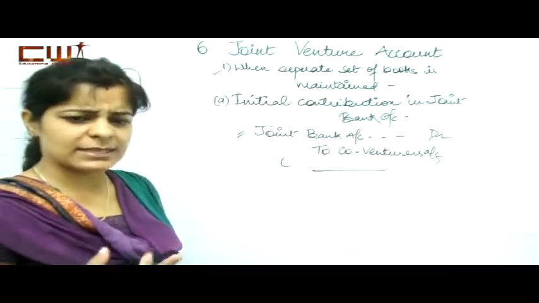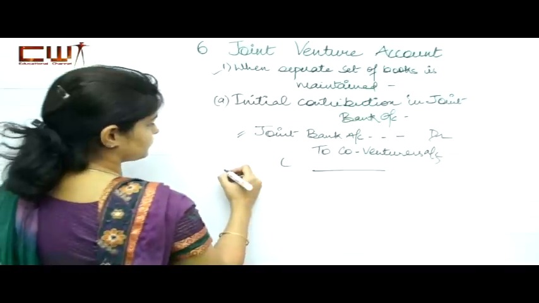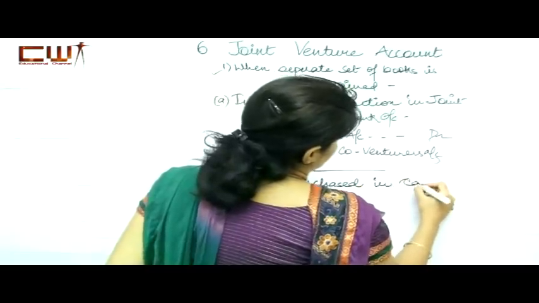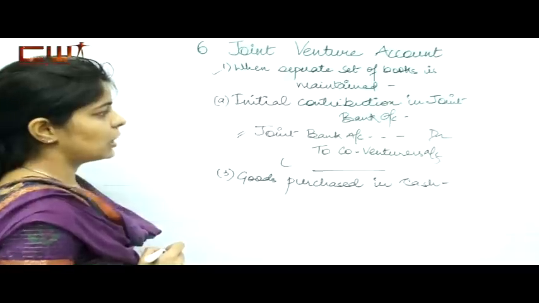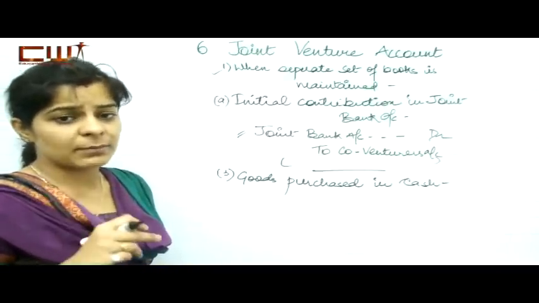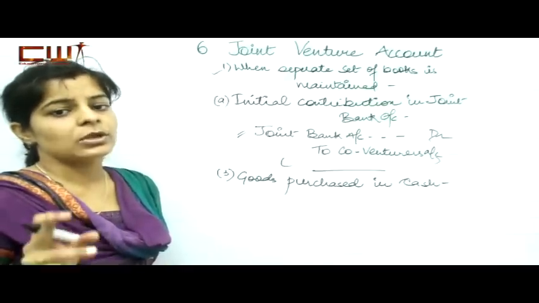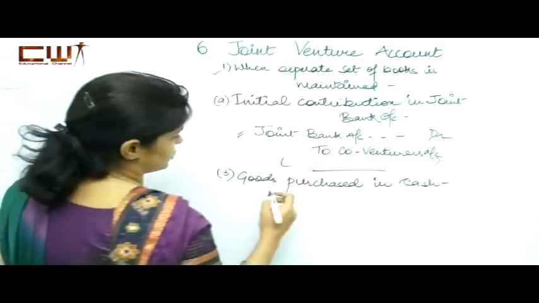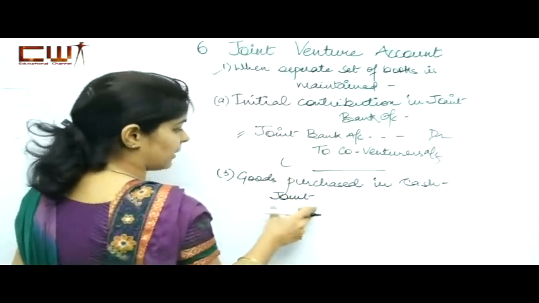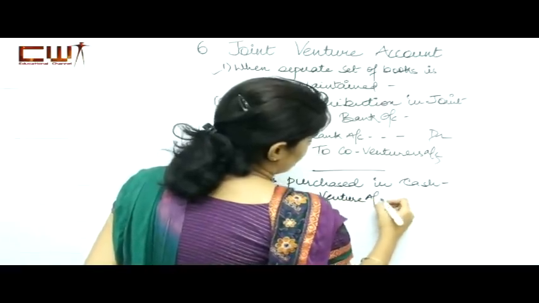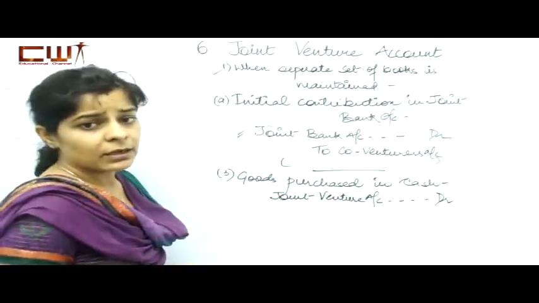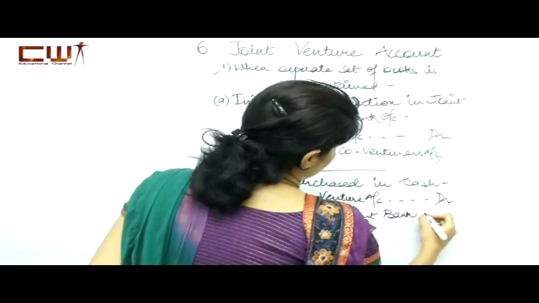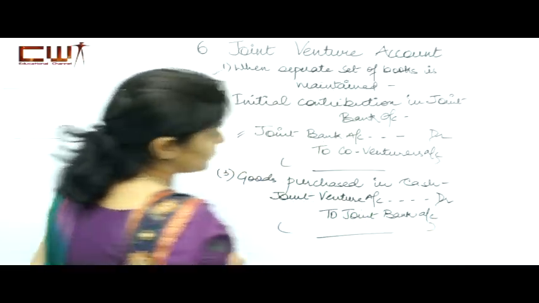Next is goods purchased in cash. What journal entry will you put? Goods purchased in cash. What is coming in? Goods are coming in. What is going down? Cash is going down. So here you will not write goods, but where the goods are coming, they are coming to the joint venture account. So we will mention joint venture account everywhere, right? You will not write goods account separately, you will write it under joint venture account. Joint venture account is debited, right? Then what is going out? Money is going out, from the bank. So to joint bank account, that is credited. Write the narration, close the entry, right?